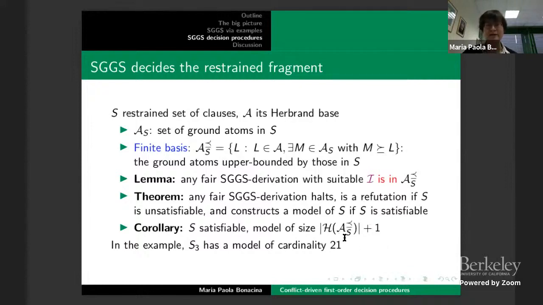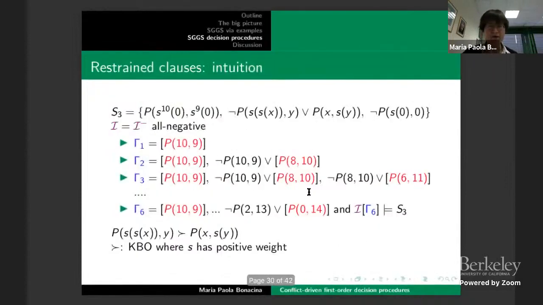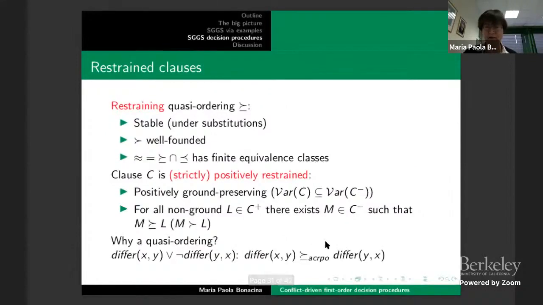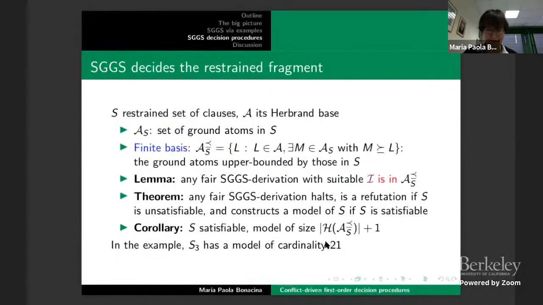So the cardinality of the set of ground terms extracted from the finite basis plus 1. So for example, the previous set has a model of cardinality 21. Because if you go back, you see that we have 10 and 19, so we cannot have in a KBO any term with greater than 19 times S, so we get 20 from 0 to 19 plus 1.